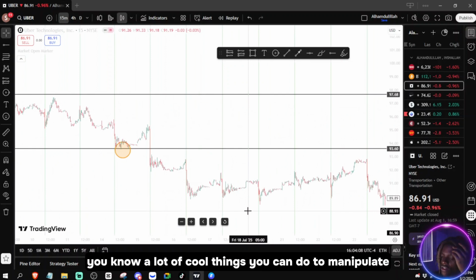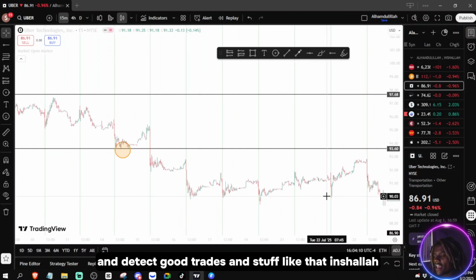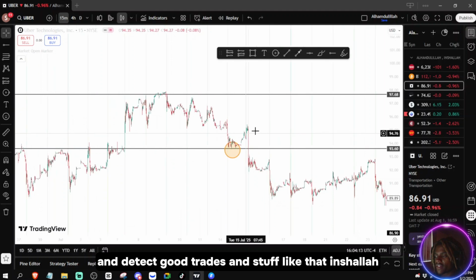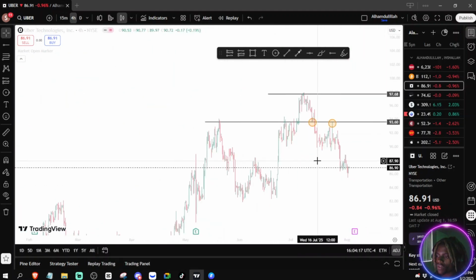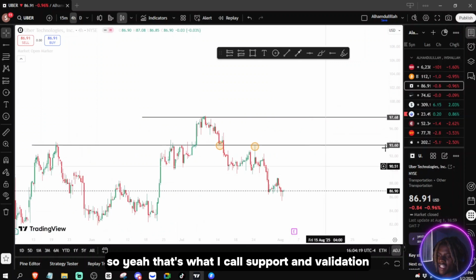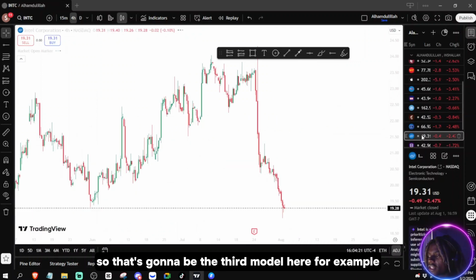There's a lot of cool things you can do to manipulate and detect good trades and stuff like that, inshallah. That just comes with experience over time. So yeah, that's what I call support and validation. So that's going to be the third model.